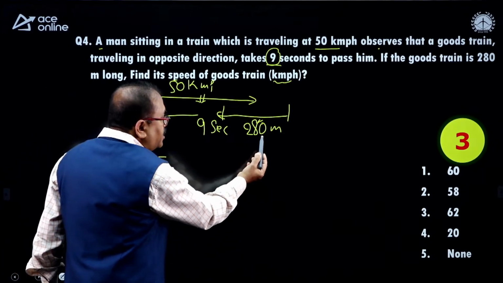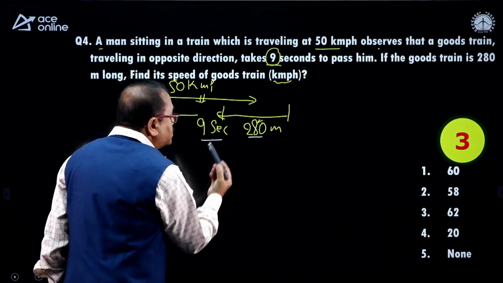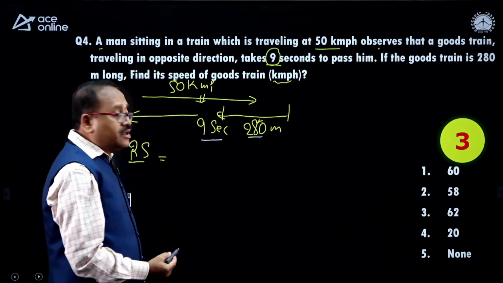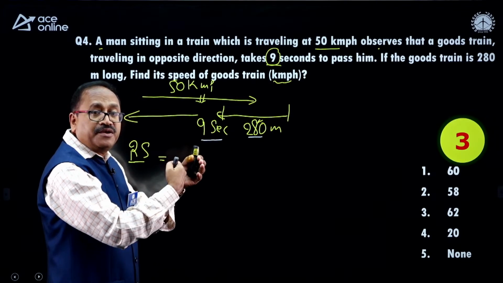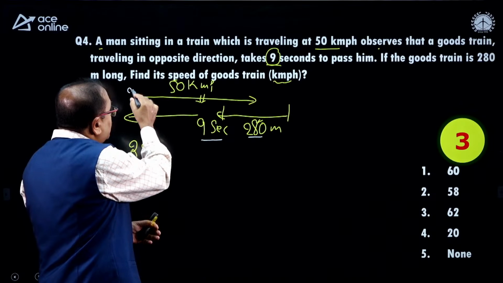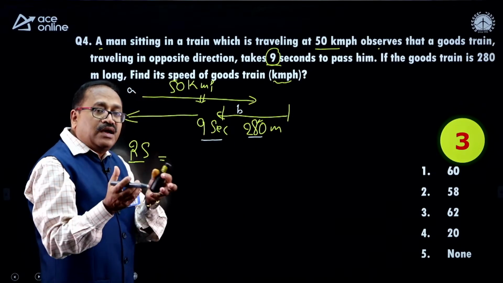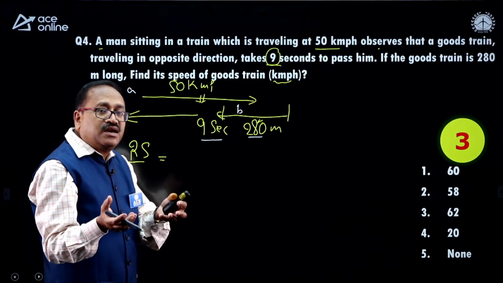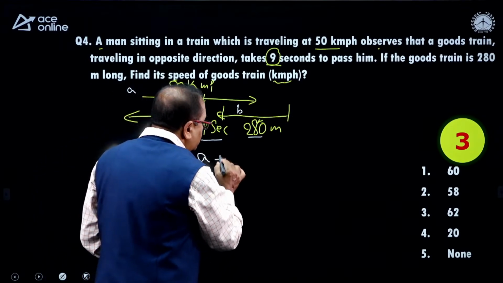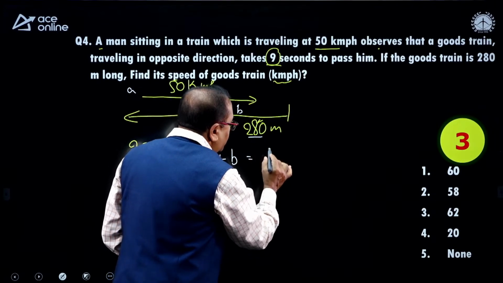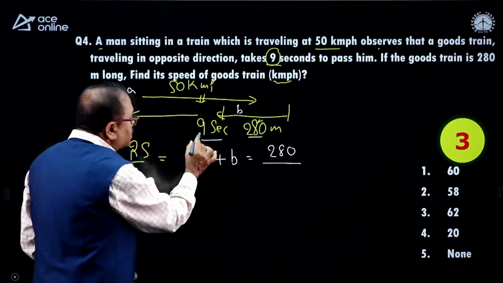Here 280 meter is crossing in 9 seconds, right? And both the trains are moving. So what will be this speed? If the first train speed is A kilometer per hour and the second one is B kilometer per hour, so I will get A plus B as they are moving in opposite direction. So what is A plus B? That is relative speed.